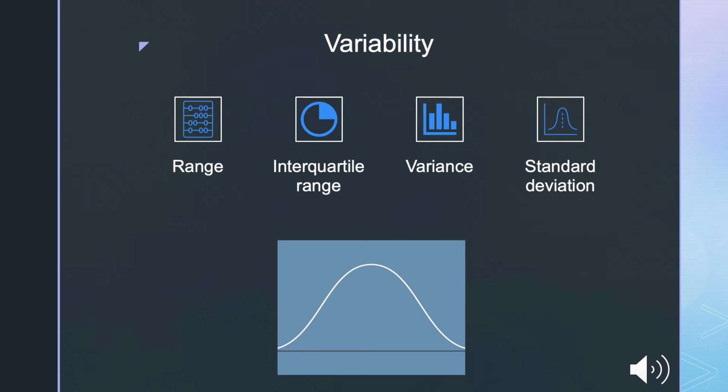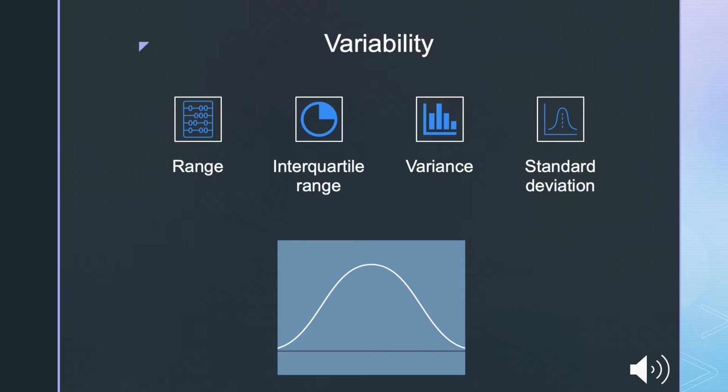Okay, now we're going to talk about variability. Variability, also called spread or dispersion, refers to how spread out a set of data is. There are four factors within variability, and that is range, interquartile range, variance, and standard deviation. So we all know what range is. Range is the difference between the lowest and highest values. And then there's interquartile range, which is the difference between the values in each quartile.